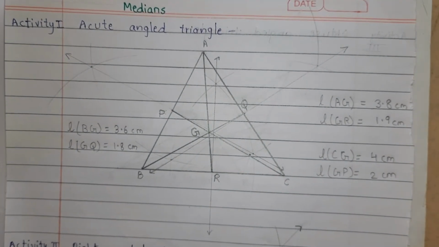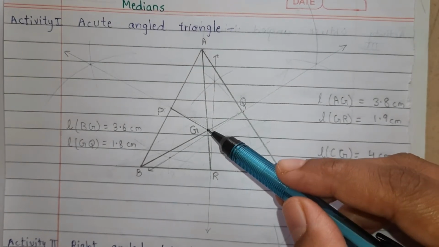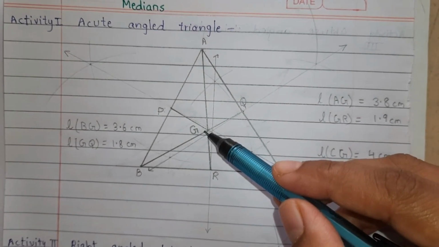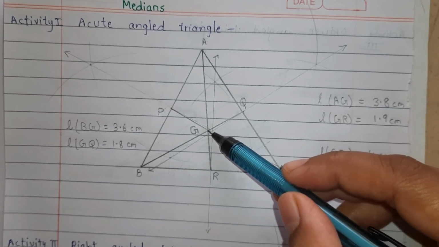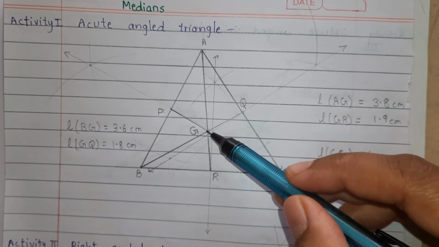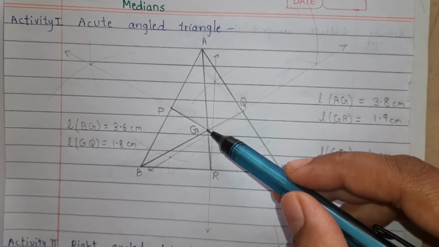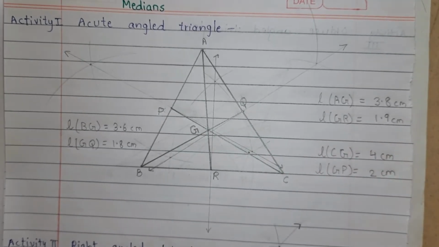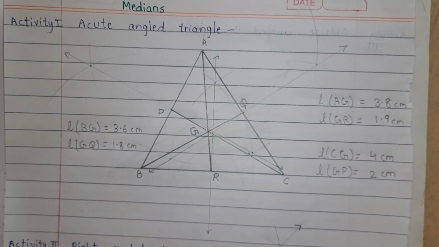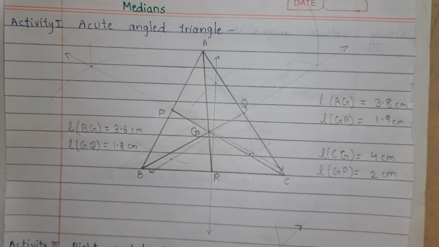And what we have observed is that the medians of any type of triangle are concurrent, which means they intersect at the same point. This point of concurrence is called the centroid, and it is always denoted by the letter G. Now we are going to study one property of the medians.